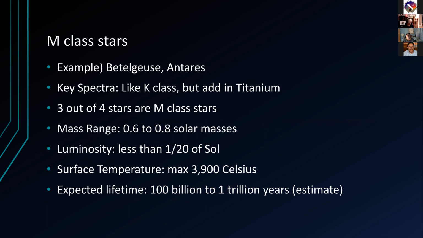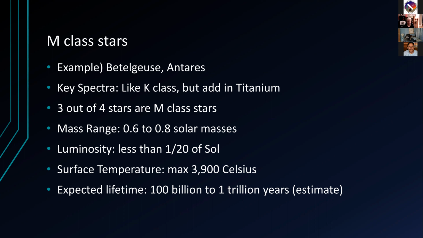And finally, wrapping up on the list of star classes, we have M-class stars, which include Betelgeuse and Antares. Again, neither of those stars are actually main sequence stars, but in terms of finding things that you might want to go look at. The main thing that differentiates M-class stars from the nearby K-class stars is that these stars have large amounts of titanium within their spectra, and these are the most common type of stars in the universe.